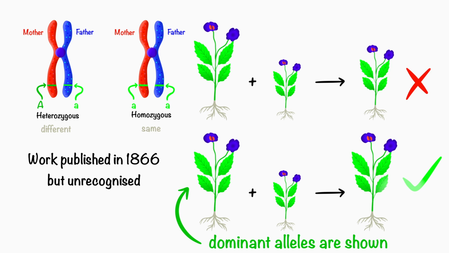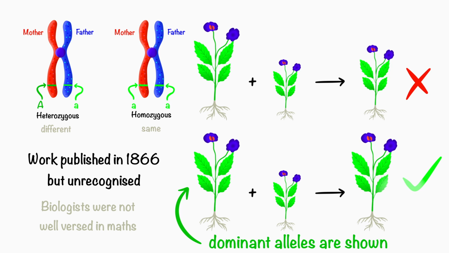Despite publishing his findings in 1866, Mendel's work remained largely unrecognized during his lifetime. But why was such groundbreaking research ignored? There were several reasons for this scientific oversight. First, Mendel published his work in an obscure scientific journal that wasn't widely read by the international scientific community.